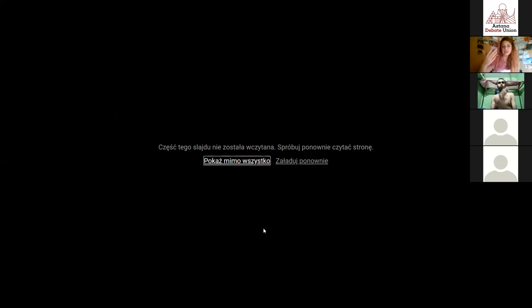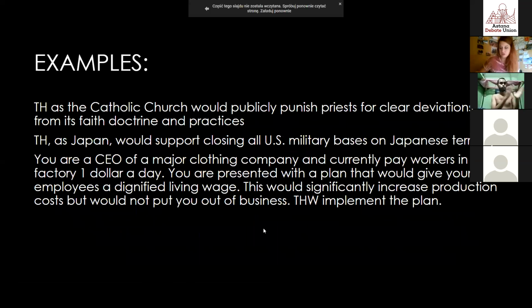Examples. This house, as the Catholic Church, would publicly punish priests for clear deviations from its faith doctrine and practices. This house, as Japan, would support closing all US military bases on Japanese territory. You are a CEO of a major clothing company and currently pay workers in your factory $1 a day. You are presented with a plan that would give your employees a dignified living wage. This would significantly increase production costs, but would not put you out of business. This house would implement the plan.